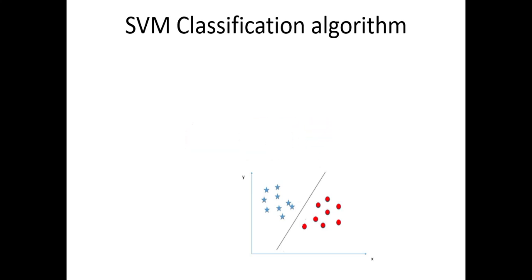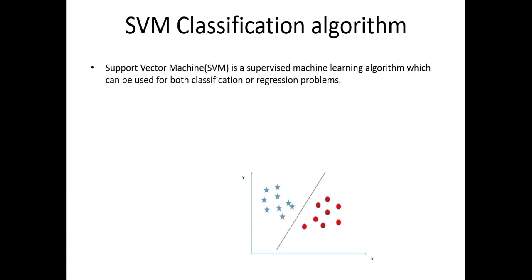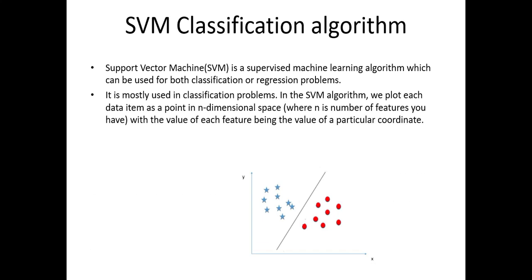Now what is SVM? Support vector machine is a supervised machine learning algorithm which can be used for both classification and regression problems. So here we can use this for classification and regression problems. In our previous videos we have covered regression, so if you have not watched those videos, you can go and watch them. Now the second point, it is mostly used in classification problems.